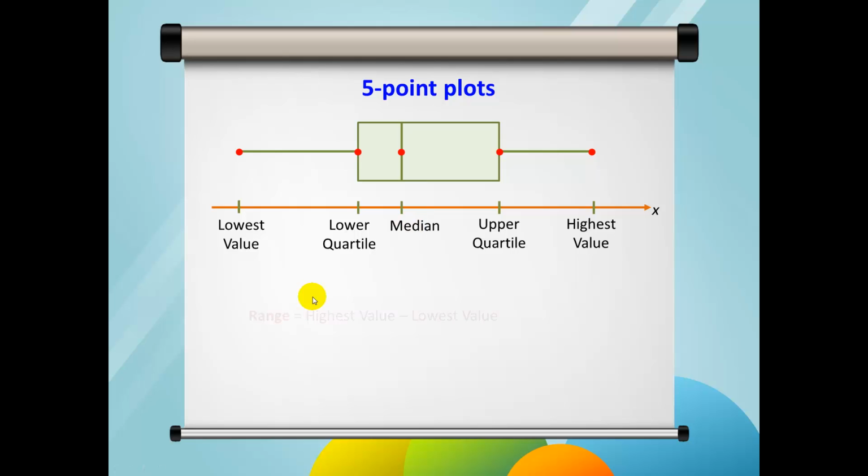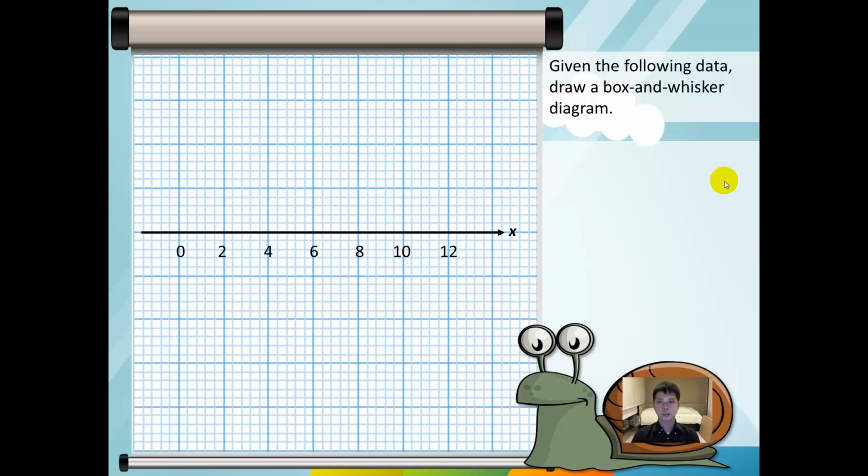Now, to recall, the range can be found by using the highest value minus the lowest value, and the interquartile range can be found by using the upper quartile minus the lower quartile. We shall now learn how to draw a box and whisker diagram. Now, given the following sets of data, let's draw a box and whisker diagram.